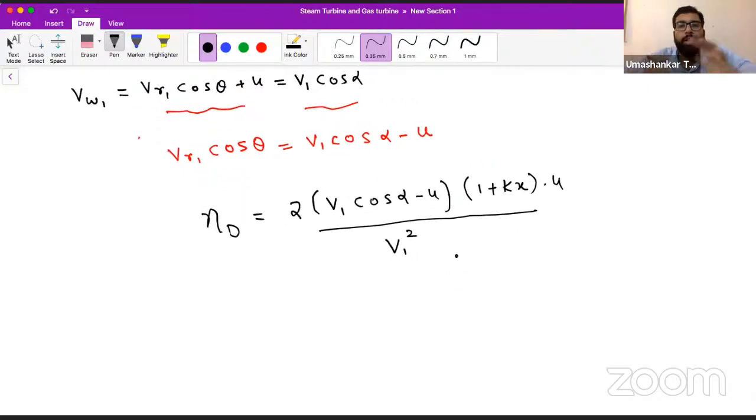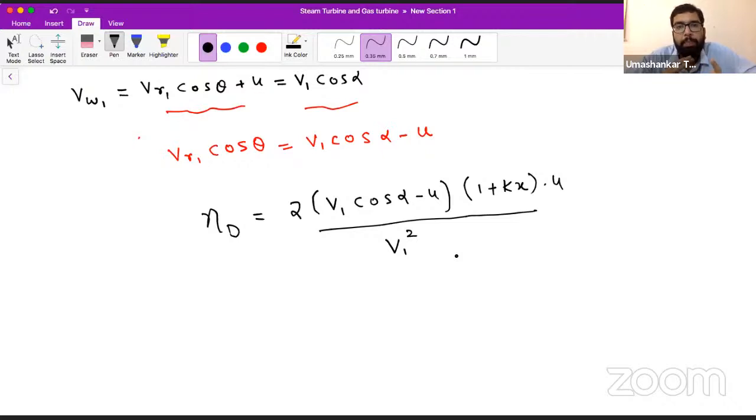So now why am I doing all this? Why am I changing all these things like this? We are doing all this because we have to design this blade. We have to optimize the design of this blade. So V1 is not in our control. It depends upon the nozzle. Alpha is the nozzle angle. It depends upon the nozzle. This K and X are constants. Okay.